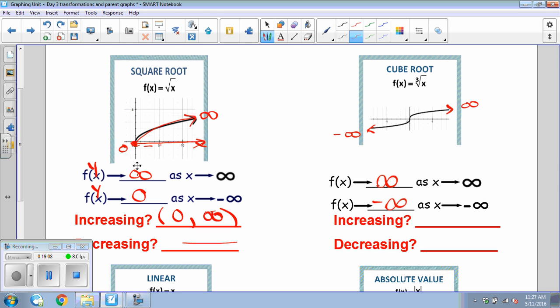And so for the second one, as I go from left to right, what does it do the whole time? It increases the whole time, right? I come right here, getting bigger, bigger, bigger, bigger. It keeps going, right? It's increasing the entire way. So it's increasing from negative infinity to positive infinity, and it's never decreasing.